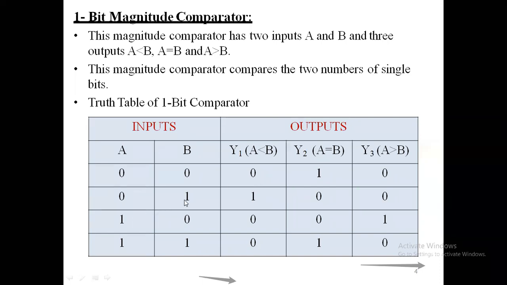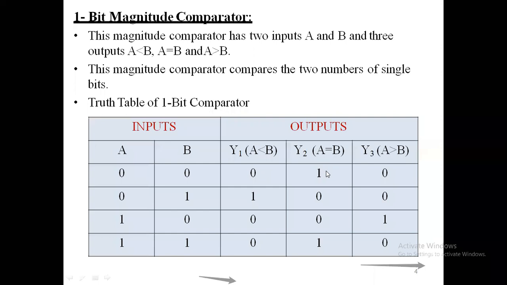So 0 is less than 1. Condition is true. And 1 is less than 0. Condition is false, 0. 1 is less than 0. Condition is false, 0.